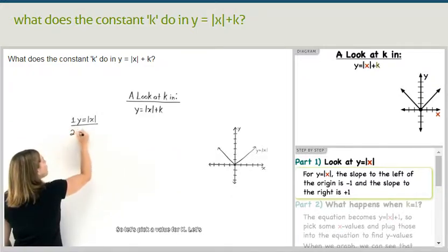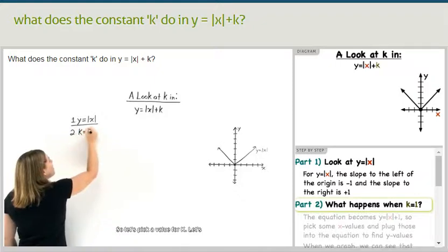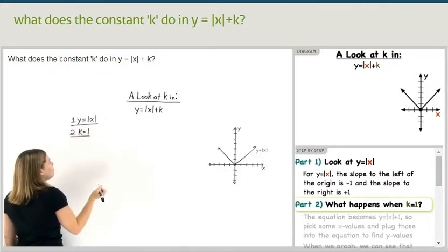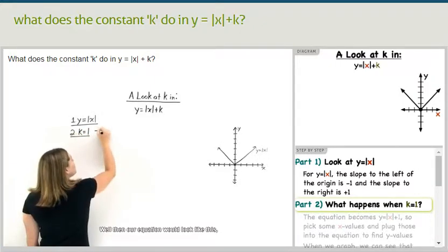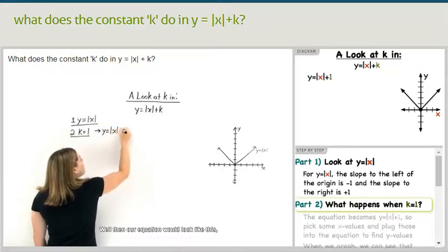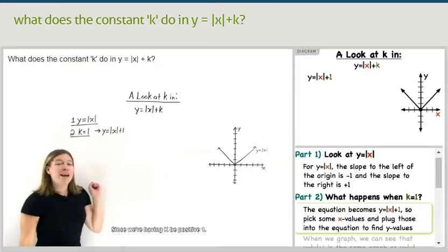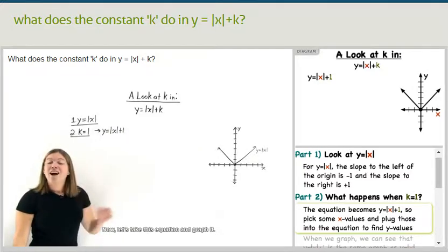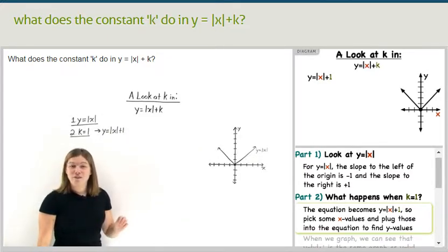So let's pick a value for k. Let's say that this constant k equals 1. Okay, well then our equation would look like this. y equals the absolute value of x plus 1, since we're having k be positive 1. Now let's take this equation and graph it.